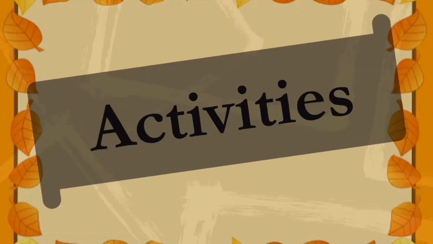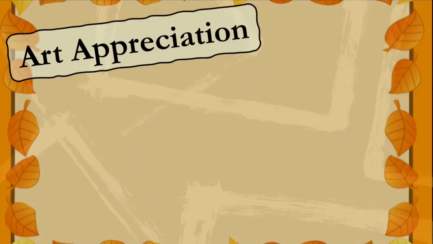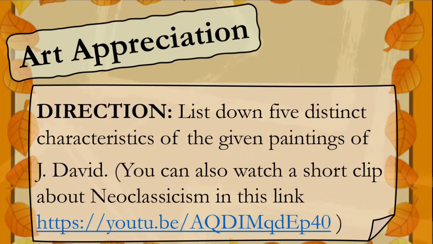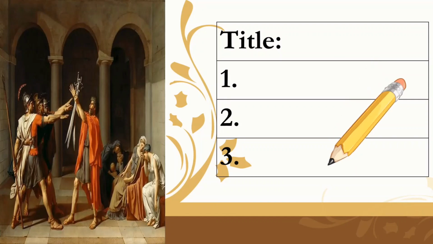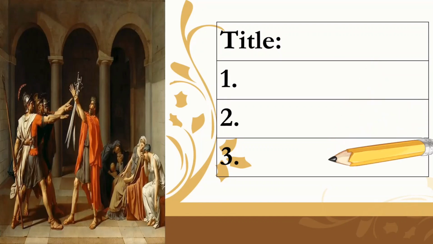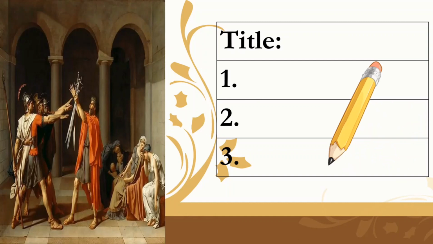Now that we have finished our lesson, let's test your knowledge and have activities. For your first activity, list down 5 distinct characteristics of the given paintings of Jacques-Louis David. You can also watch a short clip about neoclassicism in this link. What is the painting's title and what are its characteristics?